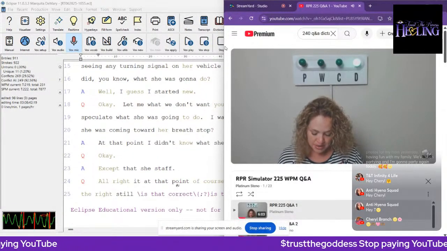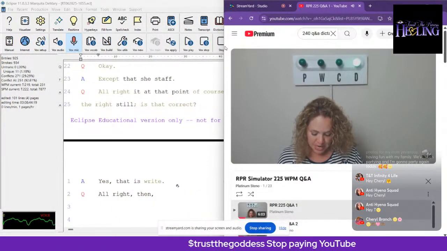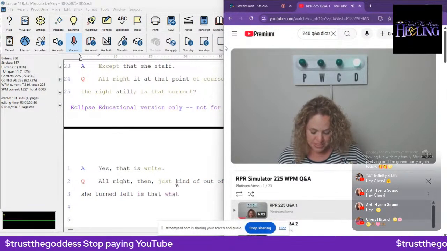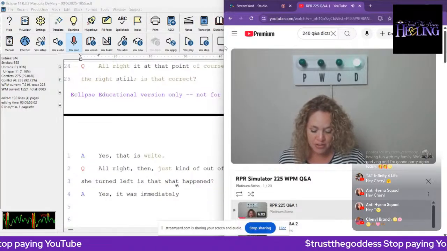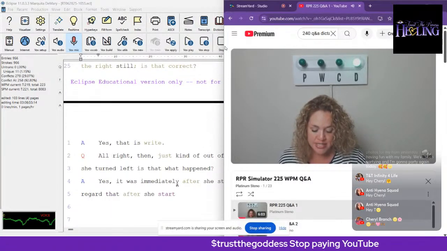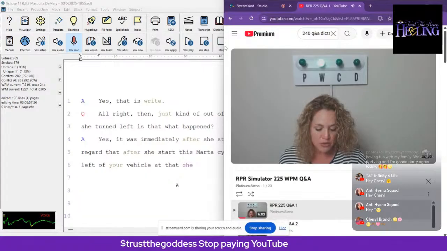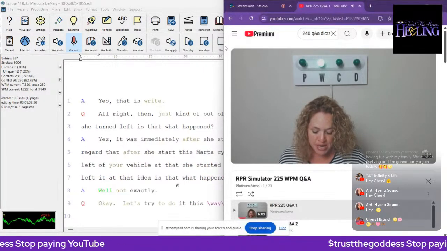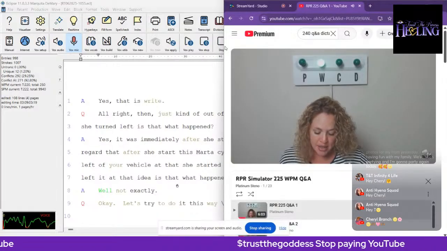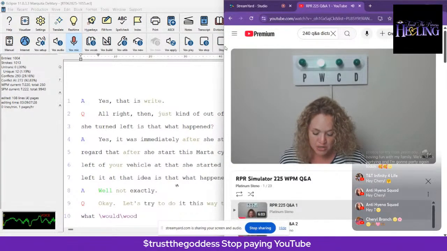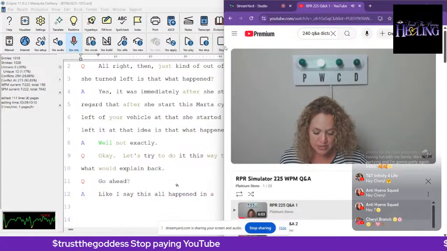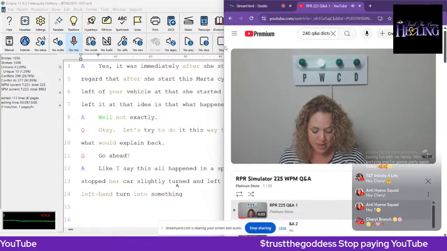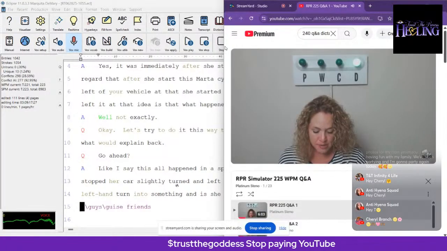All right, and then just kind of out of the blue that she turned left. Is that what happened? Yes, it was immediately after she stopped. And with regard to after she stopped, this motorcyclist went to the left of your vehicle and then she started to turn to the left. Is that the idea? Is that what happened? Well, no, not exactly. Okay, let's try to do it this way. Do you want me to explain? May I? Go ahead. Like I say, this all happened in a split second. She stopped her car, slightly turned it left to make a left-hand turn into something. And as she's doing that, this guy revs up his motorcycle and is passing me as she's doing this. Does that make sense? Let me do it this way, ma'am.